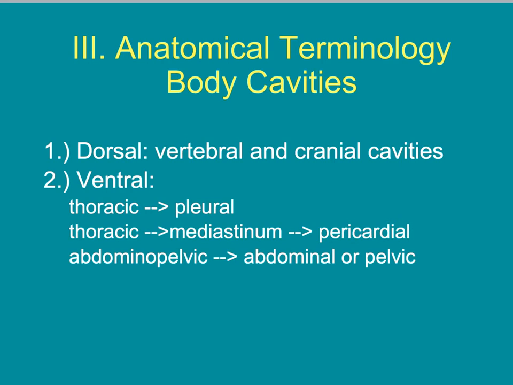After you go to the ventral, you can divide them into the thoracic and also the abdominopelvic. Both of these cavities are separated by a structure called the diaphragm. It's a sheet of muscle that helps you breathe. The thoracic then can get a little bit more specific, dividing into three different categories: the pleural, the mediastinum, and then also the pericardial.